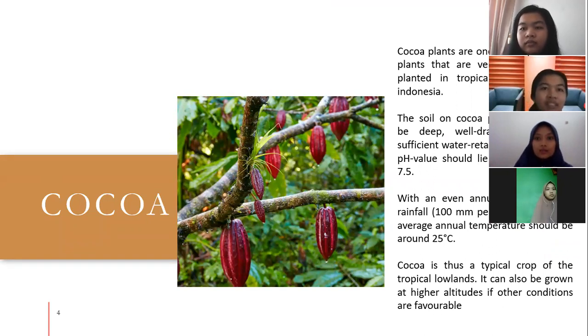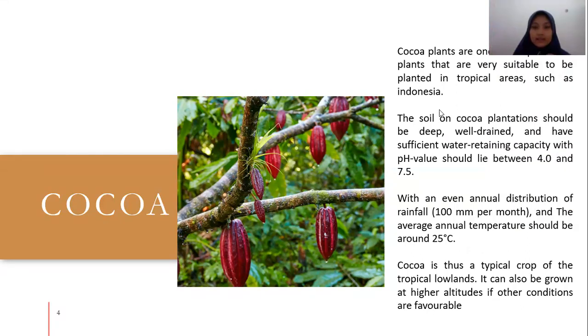Cocoa plants are one of the plantation plants that are very suitable to be planted in tropical areas such as Indonesia. The soil on cocoa plantations should be deep, well-drained, and have sufficient water retaining capacity, with a pH value between 4 and 7.5. With an even annual distribution of rainfall, and the average annual temperature should be around 25 degrees Celsius. Cocoa is thus a typical crop of the tropical lowlands. It can also be grown at higher altitudes if other conditions are favorable.